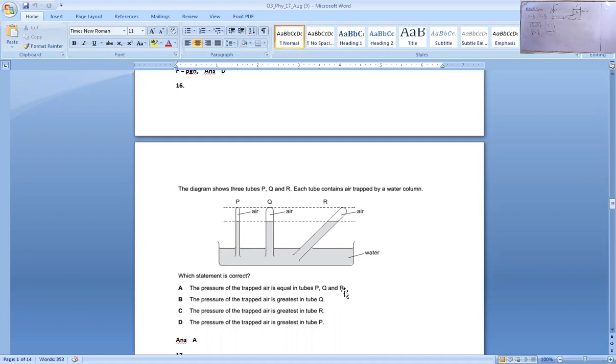That is correct. Otherwise, if the pressure of the air is different, then the level of the water in the tubes would be different. Suppose air pressure in R is more than the other 2 tubes, then air in R will push the liquid downward. So the level of the liquid would be different. Because the levels are same, it means the air pressure is same in all tubes.